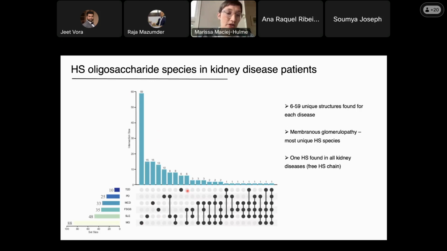One other interesting fact that you can see from our data extraction here is that 1 heparan sulfate was found in all kidney diseases, and this is a heparan sulfate that doesn't have the tetrasaccharide linker, so it's a free HS chain.